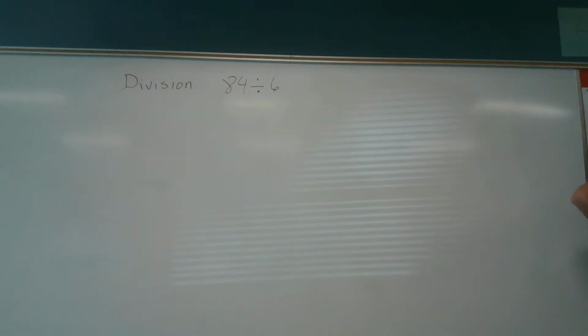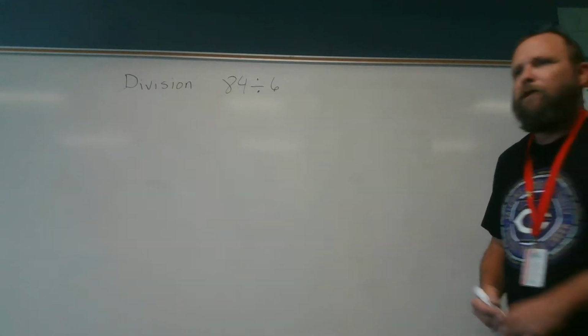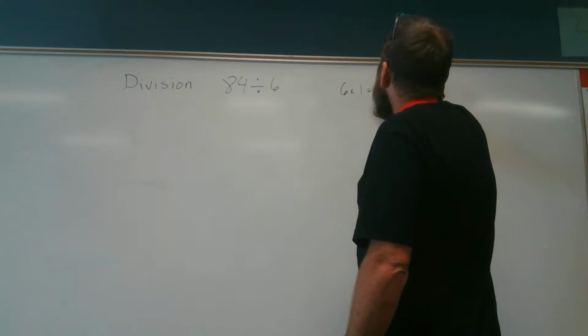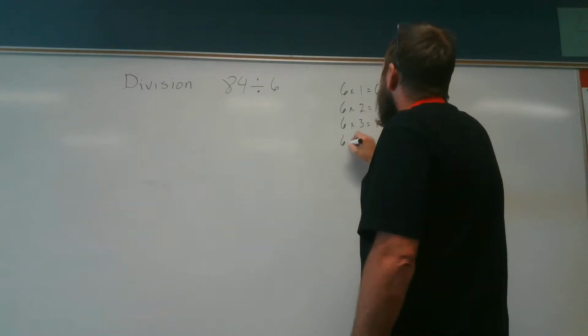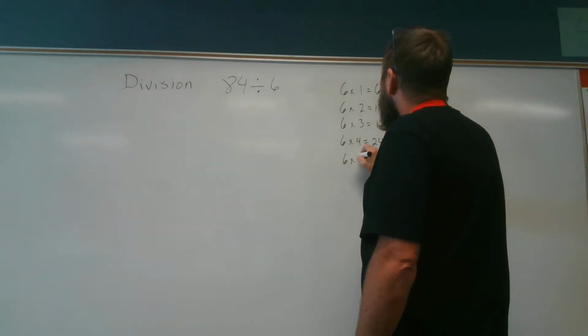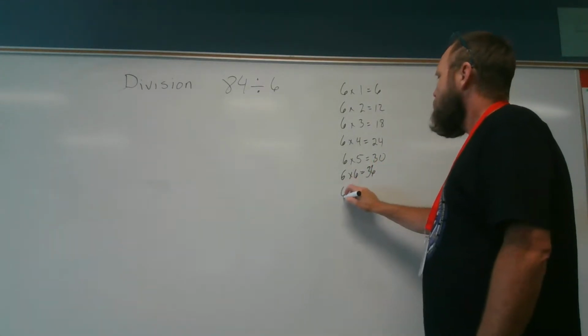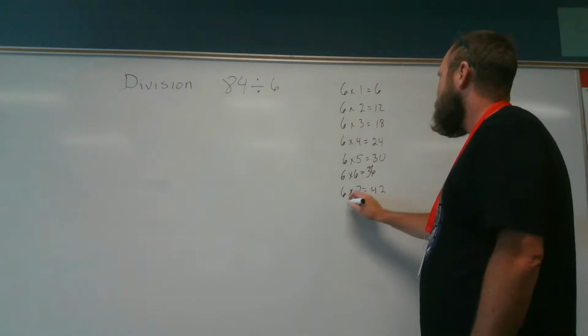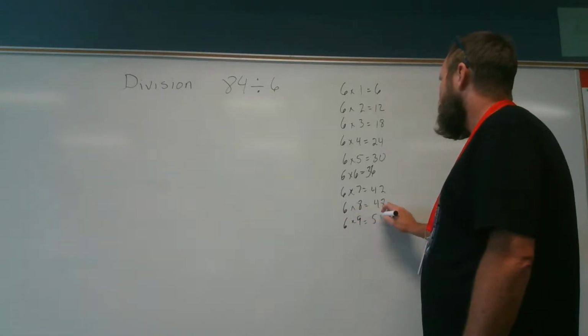So, as I've told you many a time, it's very beneficial for you to list the multiples. Now, if you have a multiplication chart, if it's a one-digit divisor, it's pretty easy. But if I go 6 times 1 is 6, 6 times 2 is 12, 6 times 3 is 18, 6 times 4 is 24, 6 times 5 is 30, 6 times 6 is 36, and see, I just list these. 6 times 7 is 42, 6 times 8 is 48, 6 times 9 is 54.